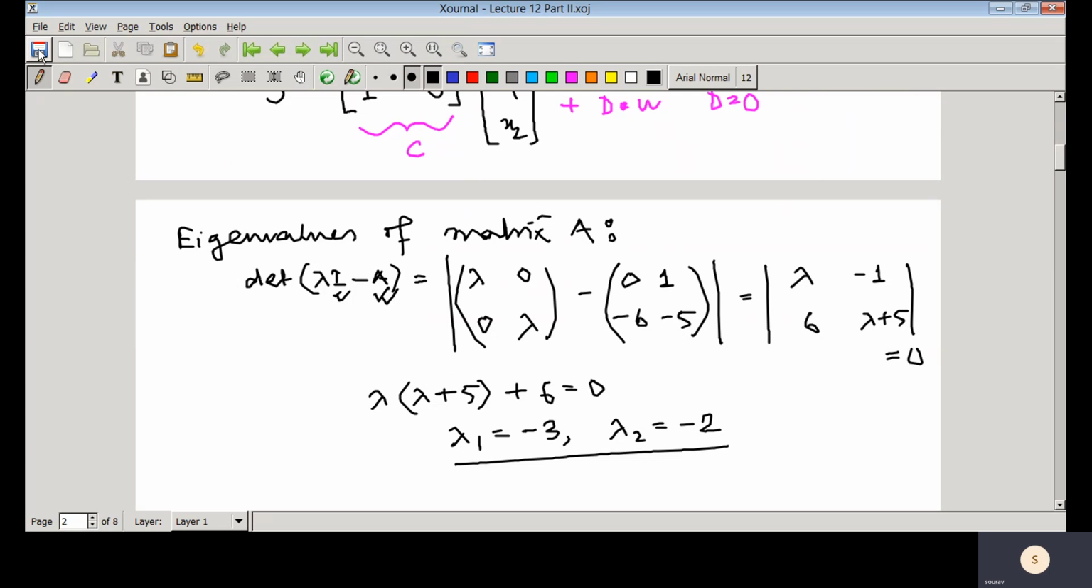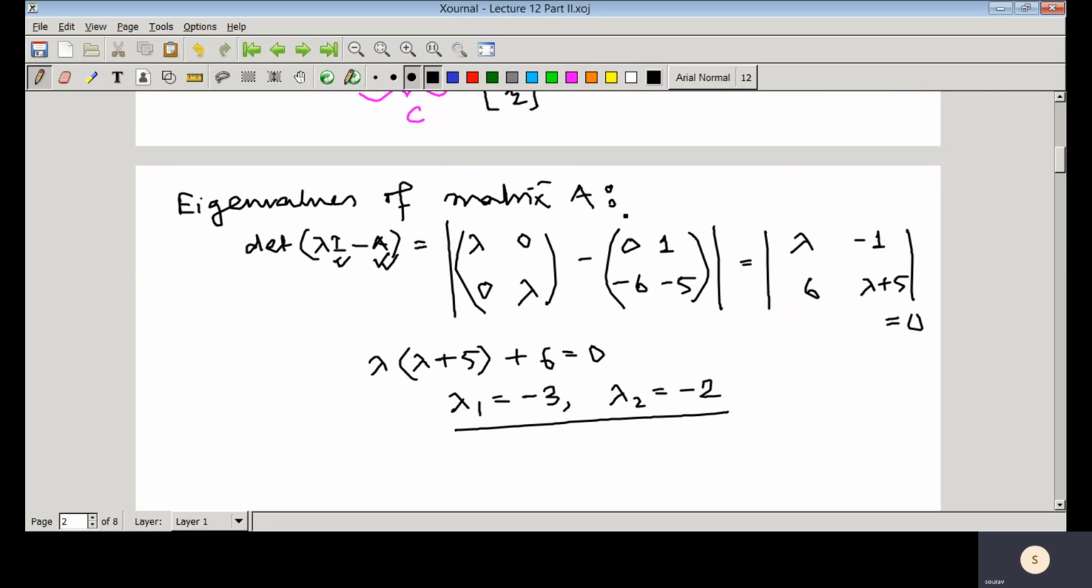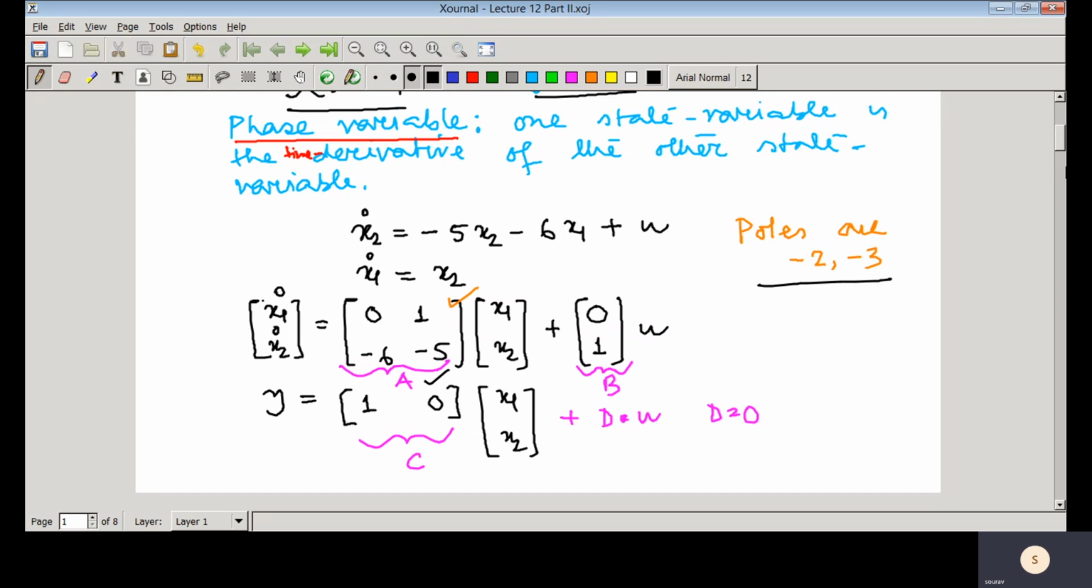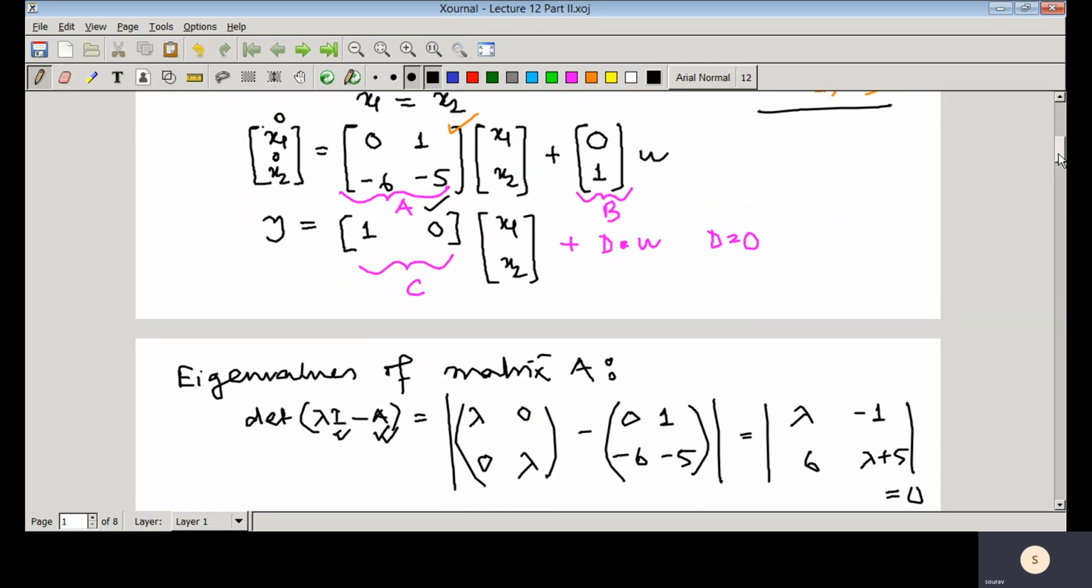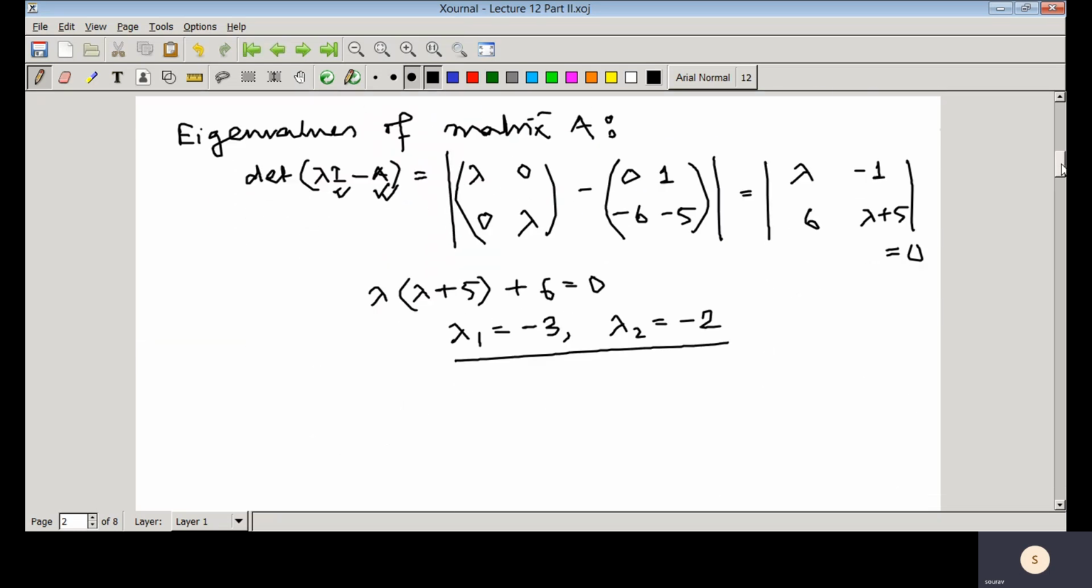So this is a very interesting result in state space theory. The eigenvalues of the matrix A are the poles of that system. You can see here the poles are minus 2 and minus 3, and after state space realization you would have this A matrix, this B matrix, and this C matrix. But if you find the eigenvalues of that A matrix, it gives you the poles of that system. So this is a very important result in state space analysis.